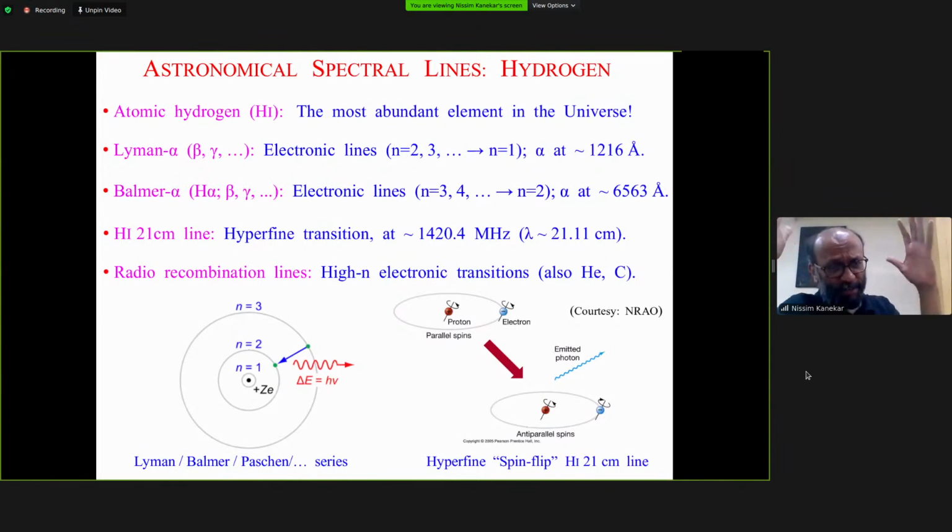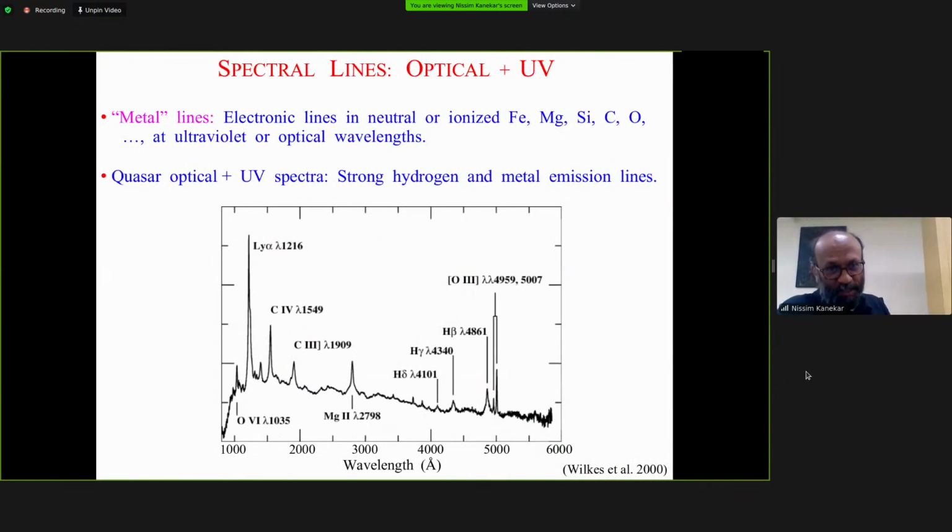And so hydrogen is perhaps the most important element in the universe, and hence the lines of hydrogen are the ones that we see most easily, typically. What about other atomic species? So, in this kind of somewhat parochial way in astronomy.